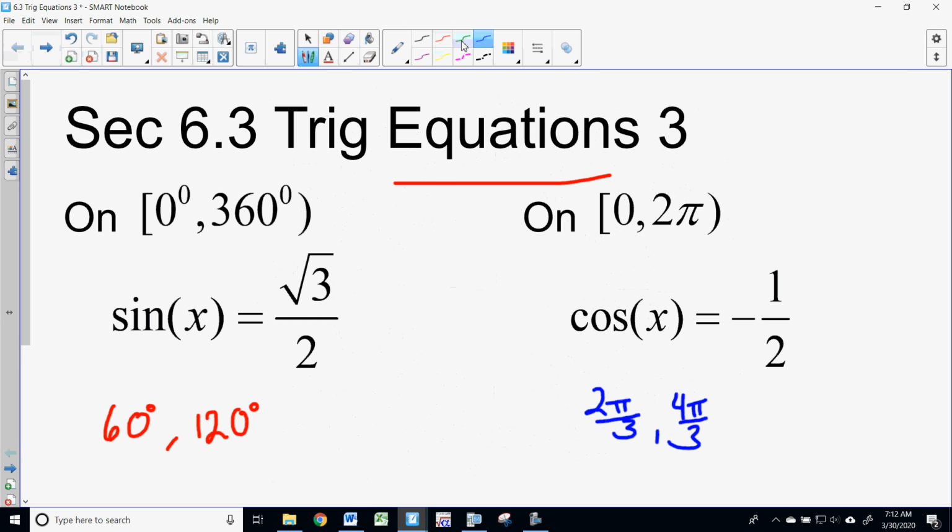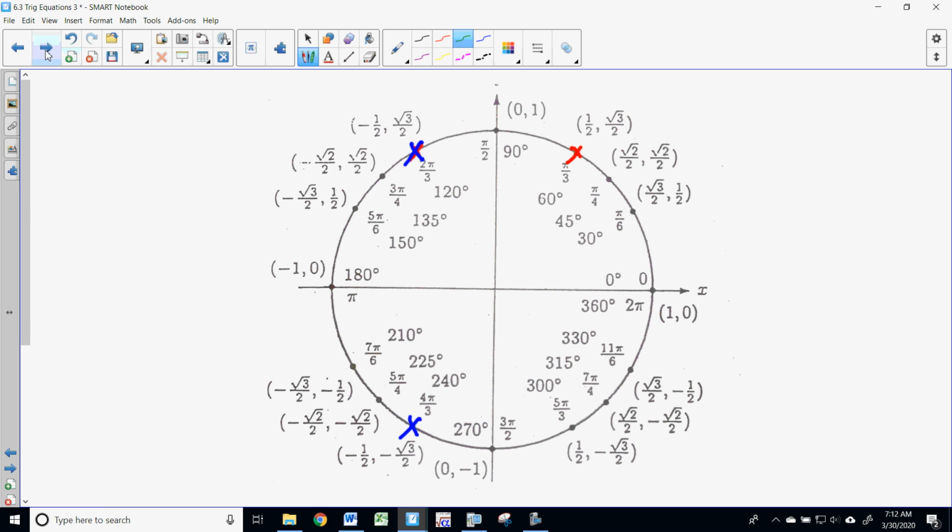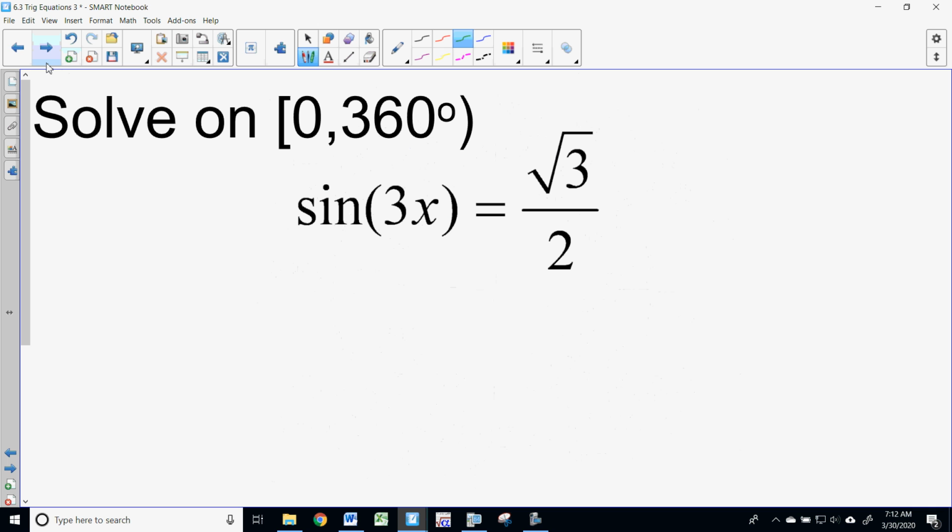Now, what we want to look at today is what happens if what's inside our trig function here is not just x. Let's say we have sine of 3x equals square root of 3 over 2. Now, the first thing we're going to do is just ignore the 3 for a second, and let's just pretend this is x.